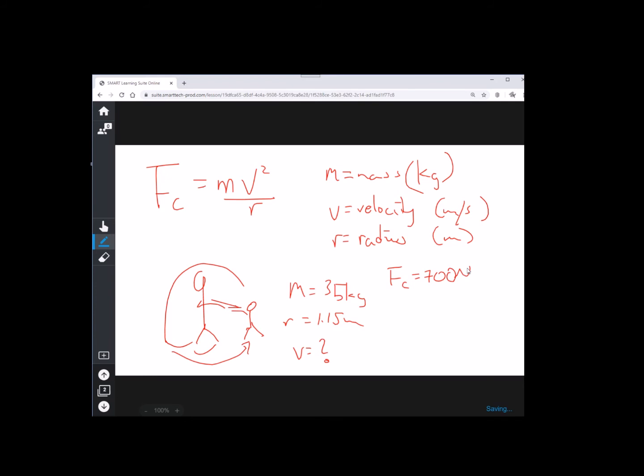So there's a 700 Newton centripetal force pulling in towards him to keep her in place instead of sending her across the yard, right? So we have 700 equals 35 times velocity squared over 1.15. And we do the calculation and we get velocity is equal to 4.8 meters per second. Okay, does that make sense? So all it is, is simple: plug in the numbers and then go from there.